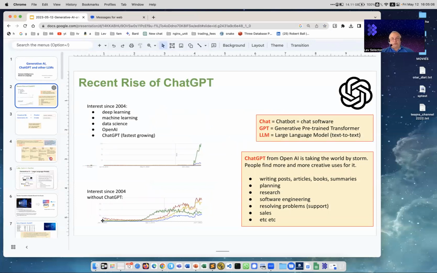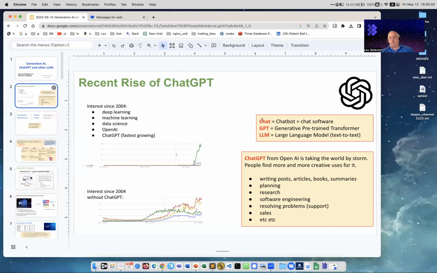So this is without ChatGPT on the bottom, starting from 2004. And you see how different topics, which is deep learning, machine learning, data science, OpenAI, how they grow here. And here we add ChatGPT. You see this? This is ChatGPT, and this below is everything else. And this is, by the way, interest, which is the number of searches on search engines.